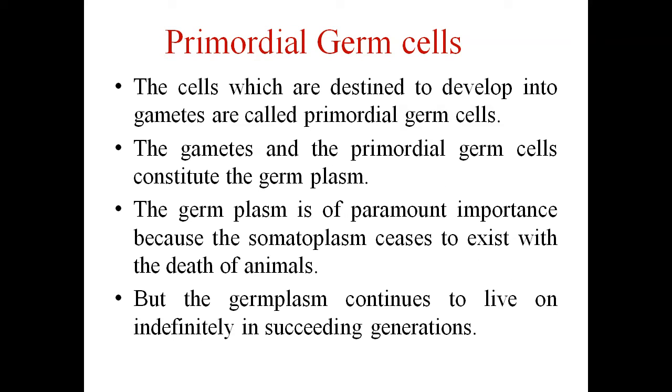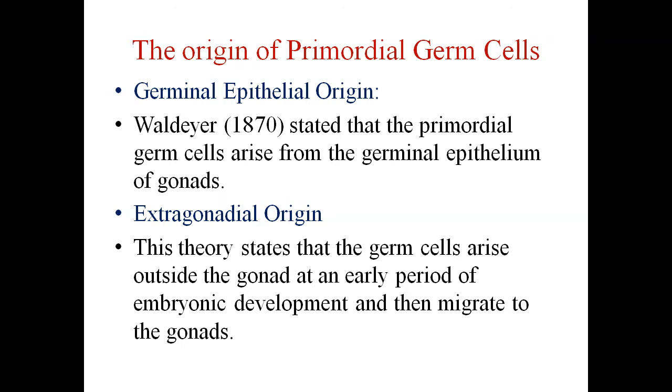What is PGC, the primordial germ cells? The cells which are destined to develop into gametes are called primordial germ cells. The gametes and the primordial germ cells constitute the germ plasm. Germ plasm is of paramount importance because the somatoplasm ceases to exist with the death of the animal, but the germ plasm continues to live on indefinitely in succeeding generations.